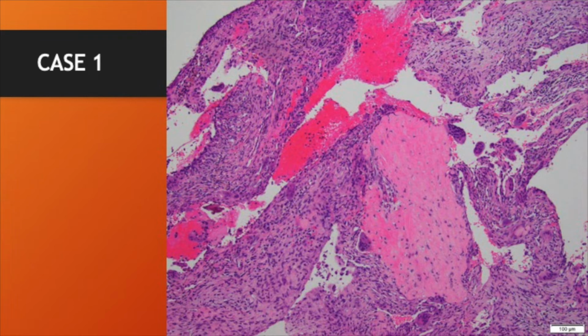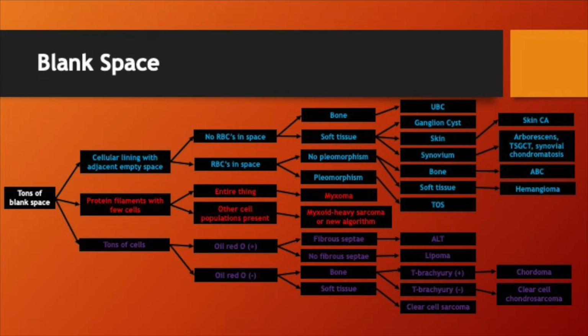Normally, if you're looking at histology on a test, it's going to be all cells and all protein or all cytoplasm or whatever the case may be, but there will be very, very little or no white at all. So when you see this much white, you need to recognize this as a tons of blank space type of tumor, so we've got to get to that algorithm. So the first thing we need to find out is there a cellular lining with adjacent empty space? Are there lots of protein filaments with very few cells? Or are there tons of cells present?